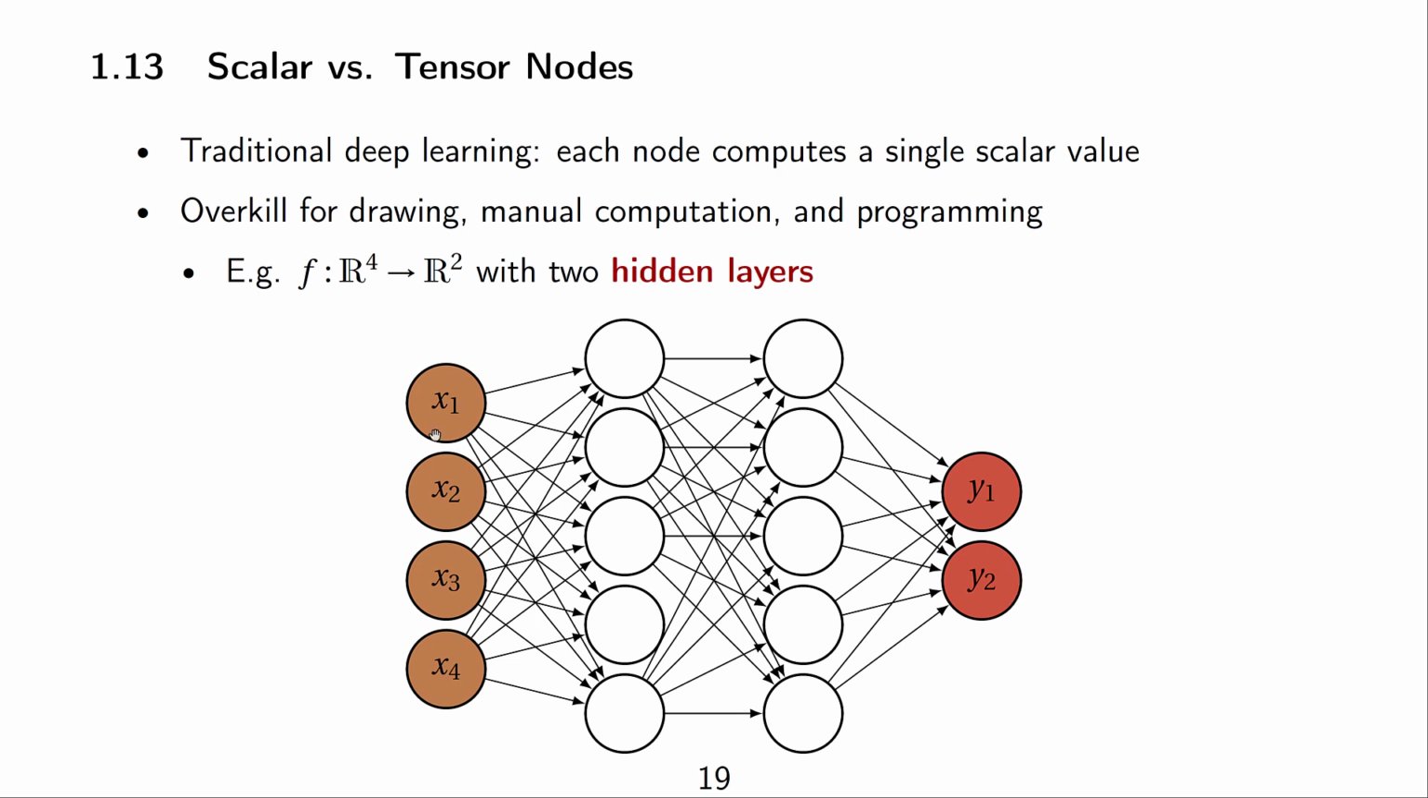And these are the inputs x1, x2, x3, x4. And what you see here is one computational node that takes all these inputs x1, x2, x3, x4, and it outputs a single scalar. So this can lead to a lot of nodes being drawn. And these are typically called layers. So this is the input layer, this is the first hidden layer, this is the second hidden layer, and this is the output layer.